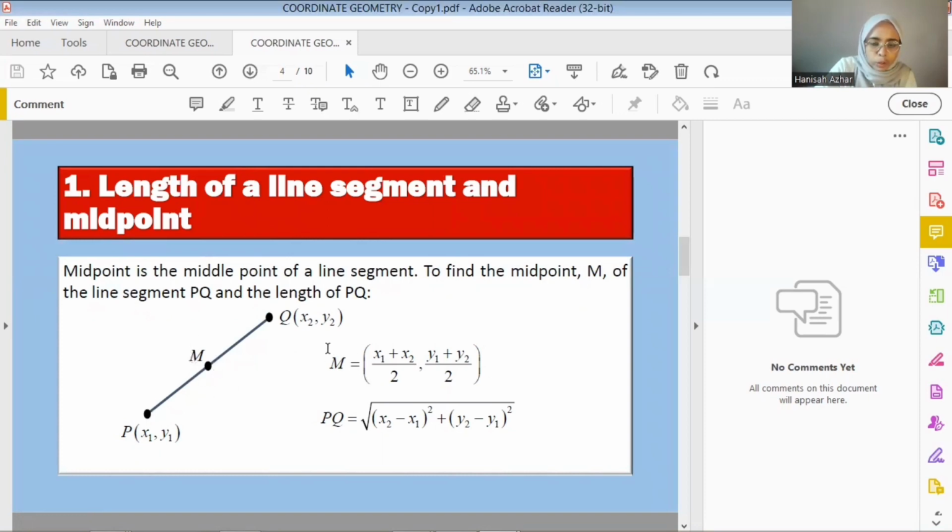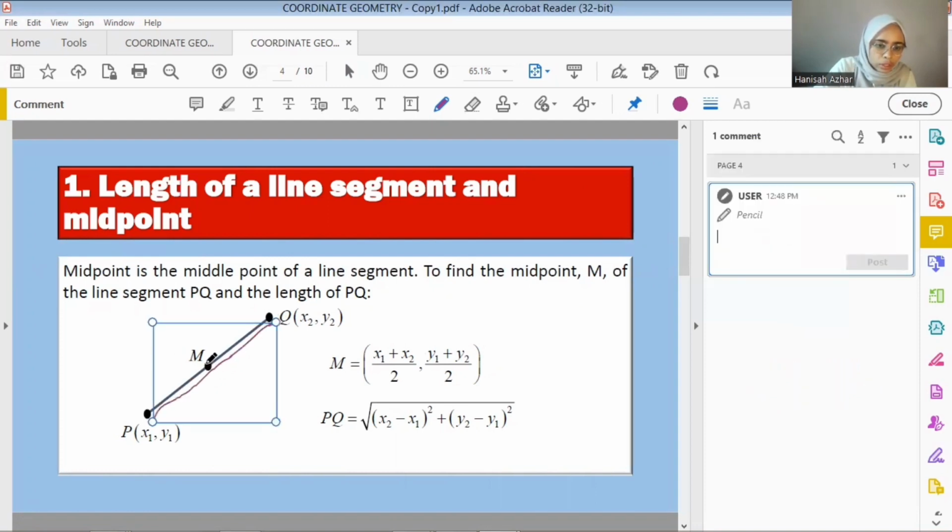at the middle of the line segment. So the formula of the midpoint is in brackets (x1 plus x2) divided by 2, and (y1 plus y2) divided by 2. The formula of the length of PQ is the square root of (x2 minus x1) to the power of 2 plus (y2 minus y1) to the power of 2. So this is the length of PQ and this is the midpoint.